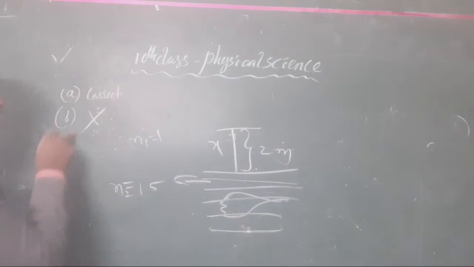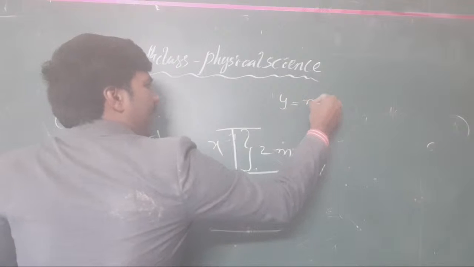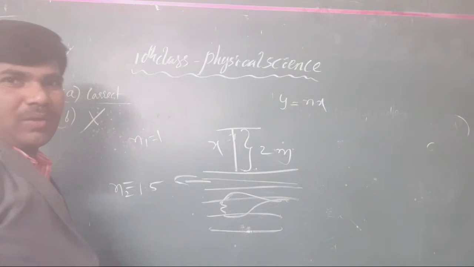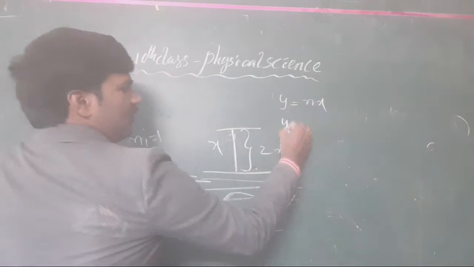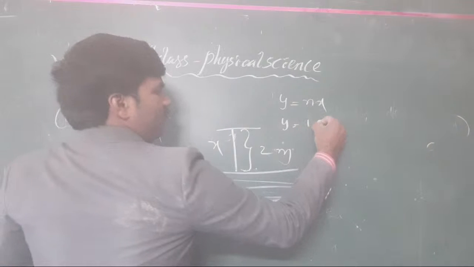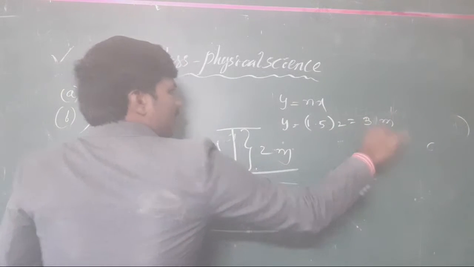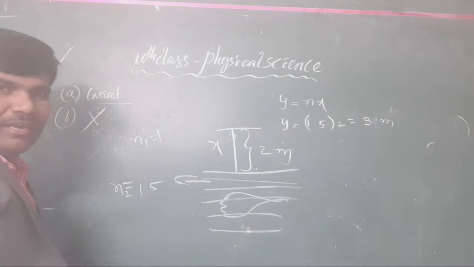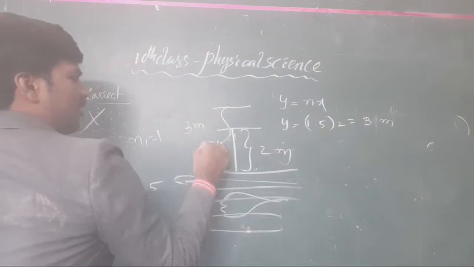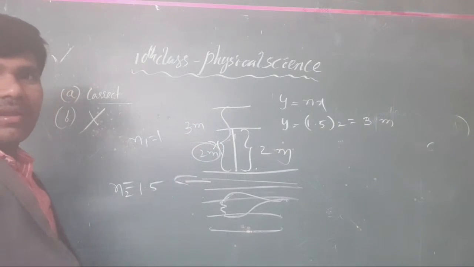Now, according to this information, what will we get? Y is equal to what? Y is equal to nx. Clear or not, all the students? Y is equal to 1.5 into 2, which becomes what? 3 meters. Actually, where does the bird appear? The bird appears at 3 meters, not at 2 meters. For whom? For the fish. Okay, clear or not, all of you?